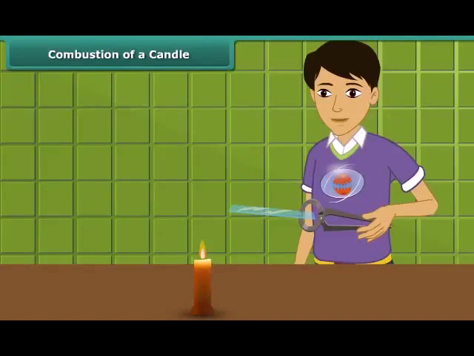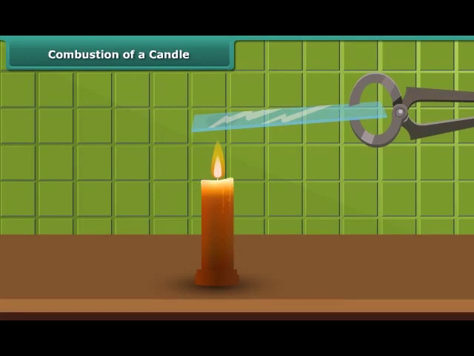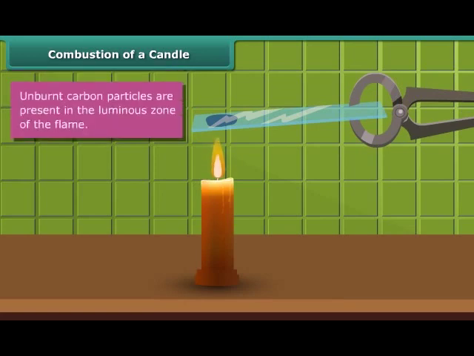Let us watch Rohan performing an activity. He is introducing a glass plate into the luminous zone of the candle flame with the help of a pair of tongs. The glass forms circular blackish spots, indicating the presence of unburnt carbon particles in the luminous zone of the flame. Now observe another activity.